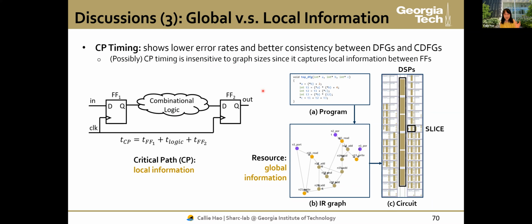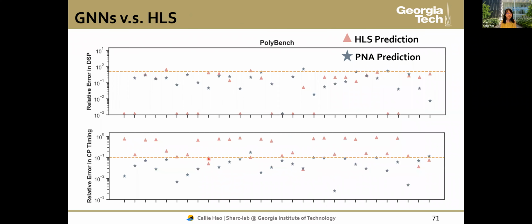On the contrary, resource is some sort of global information, so we need to consider the entire graph. That is why global information is more sensitive to graph size, and why we do better in critical path timing prediction and also have better consistency. I think that's very important because critical path timing is generally considered hard to predict.